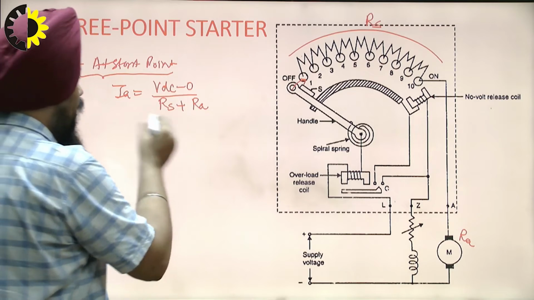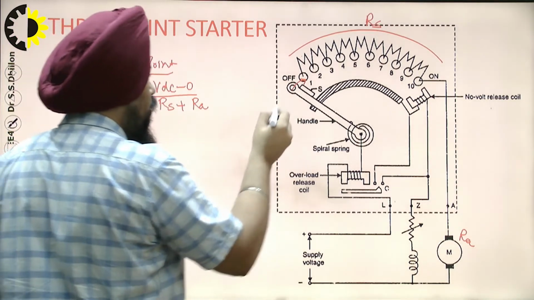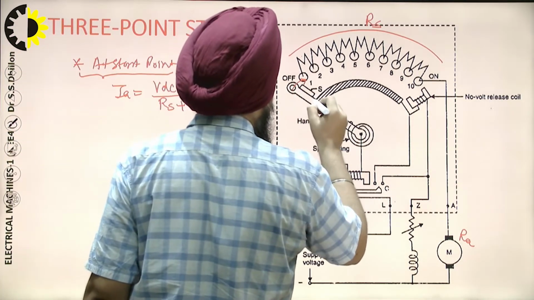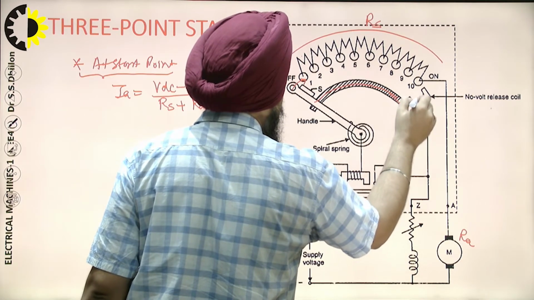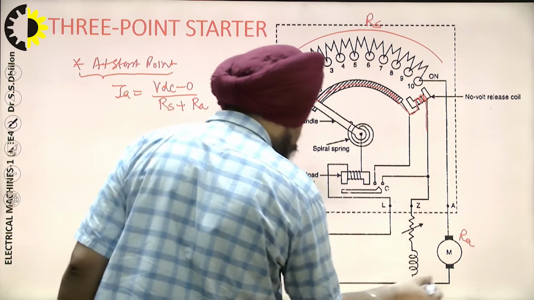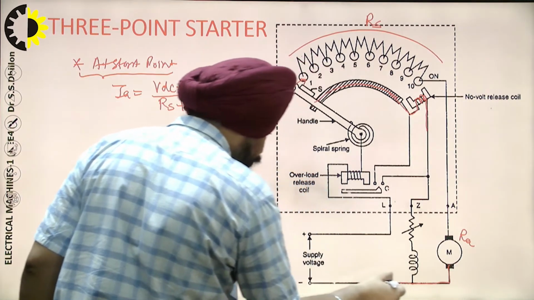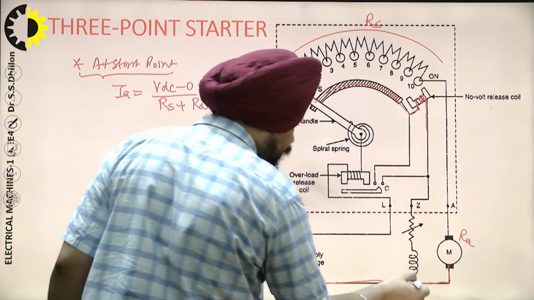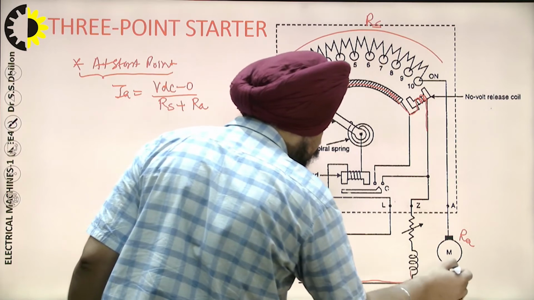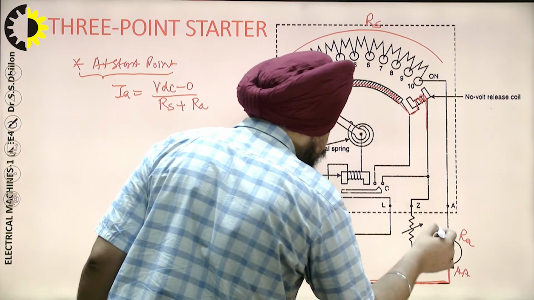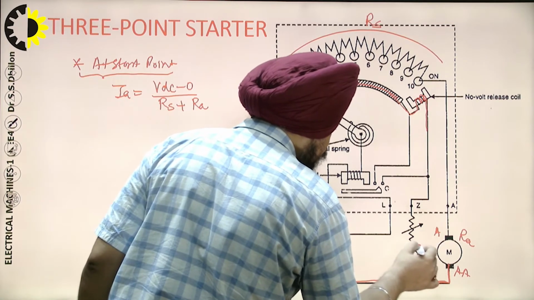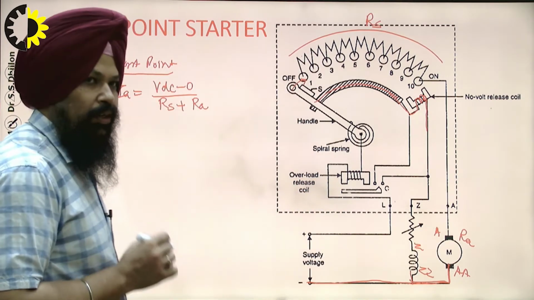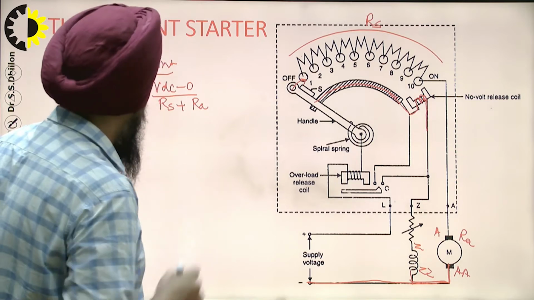Now at the same time, what will happen, this whole supply voltage comes across this field winding, as the negative terminal is common for the field winding and the armature terminal. Here we have A and double A, and this one is Z and double Z for the field winding. These are the terminal notations, field and armature.